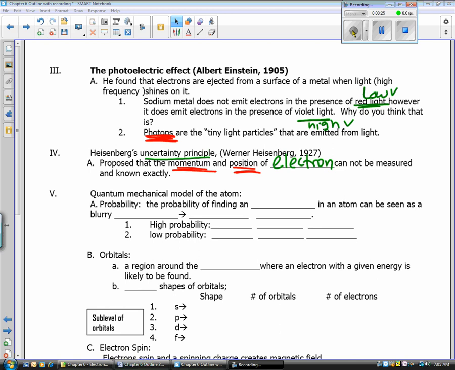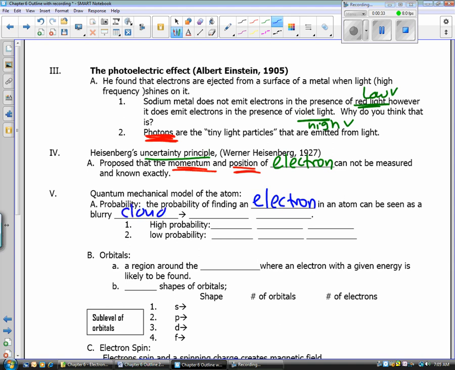So that's what we call the probability. The probability of finding an electron in an atom can be seen as a blurry cloud, okay, which we call electron density. And this isn't density like mass over volume. This is density like population density, like where there's more people living. More people living in a big city than out on a rural farm. So high probability of finding electrons where there's more electrons, which will be in those orbits that Bohr said, and we're going to call that high electron density.